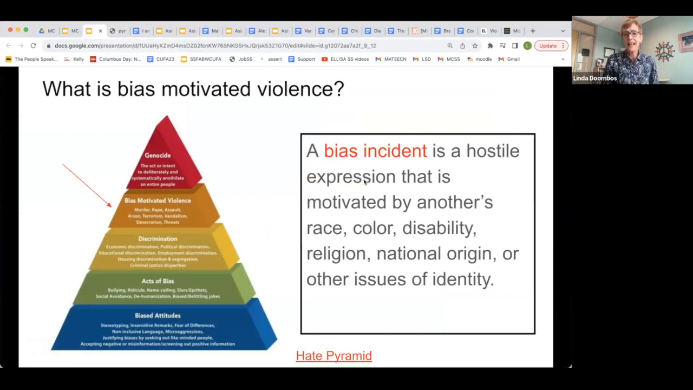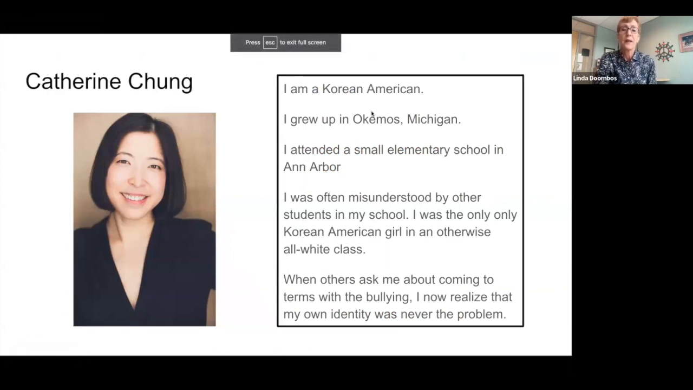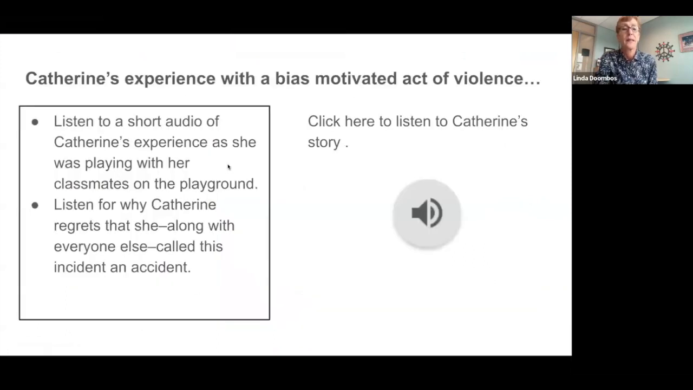So a bias incident is a hostile expression that is motivated by another's race, color, disability, religion, national origin, or other issues of identity. And so here's another story of Catherine, who is Korean American. She grew up in Okemos. She attended a small elementary school also in Ann Arbor. She was often misunderstood by other students in her school. She was the only Korean American girl in an otherwise white class. "When others asked me about coming to terms with the bullying, I now realize that my own identity was never the problem." So here's a short audio of her experience as she was playing with classmates on the playground.